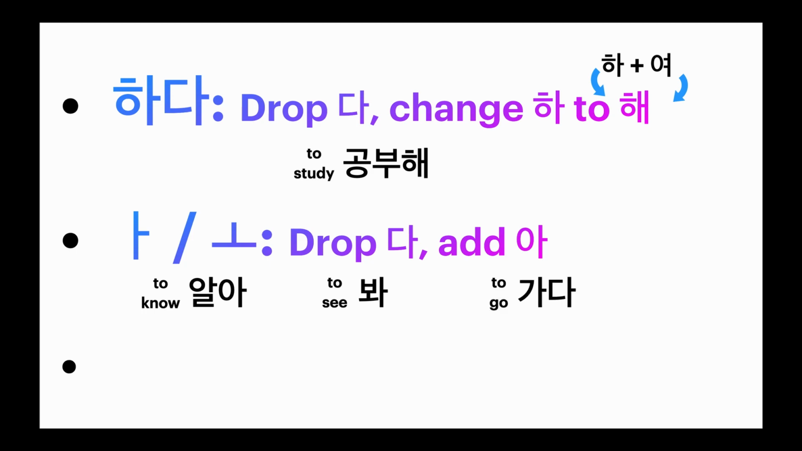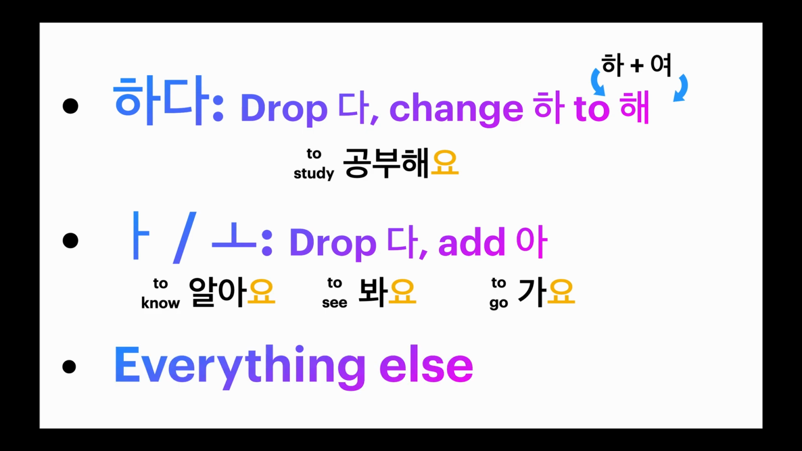And then we have 가다, drop 다, and if you were to add a, this a vowel in a row like this is rather redundant. It tends to just merge together into the one vowel, so we just have 가. If you were talking to your friends or to children, then this here is the casual form, but if you're speaking to anyone else, then you will most likely use the polite form, which you will make by simply adding 요. And finally, today we are going to go over the final type of verb, which is basically everything else.